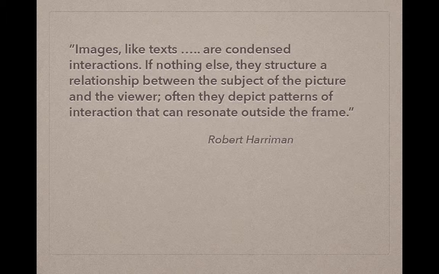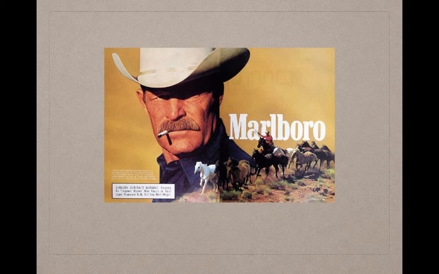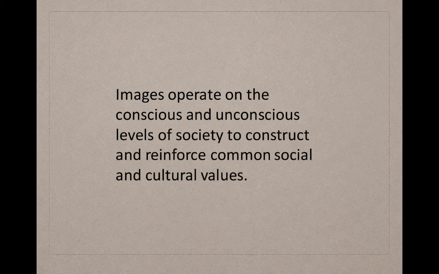Images like text are condensed interactions. If nothing else, they structure a relationship between the subject of the picture and the viewer. Often they depict patterns of interaction that can resonate outside the frame. Robert Hariman. So going back to that picture of the Marine, this is where culturally we have this memory of what is masculinity, what it means to be tough, while having a cigarette dangling out of your mouth. Remember that images operate on a conscious and unconscious level of society. We construct and reinforce these common social and cultural values. And that's what I have, just to help you understand what semiotics is.